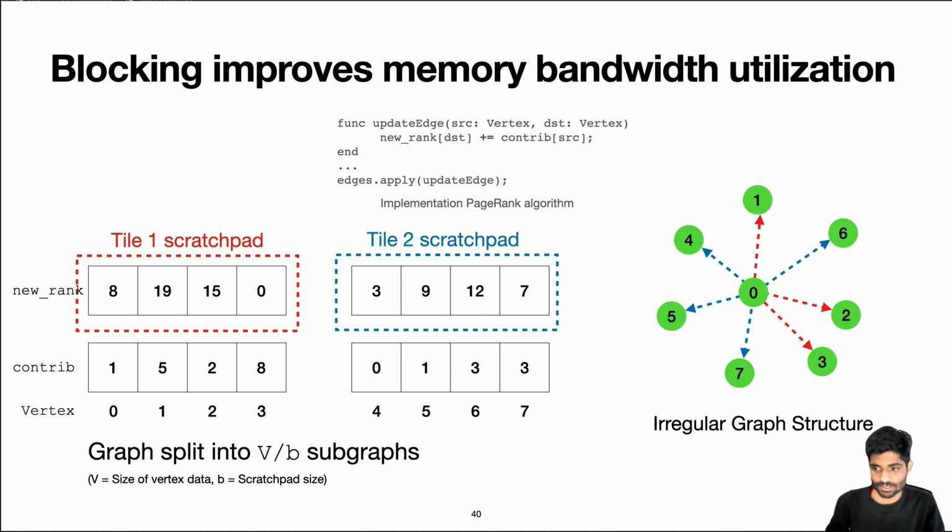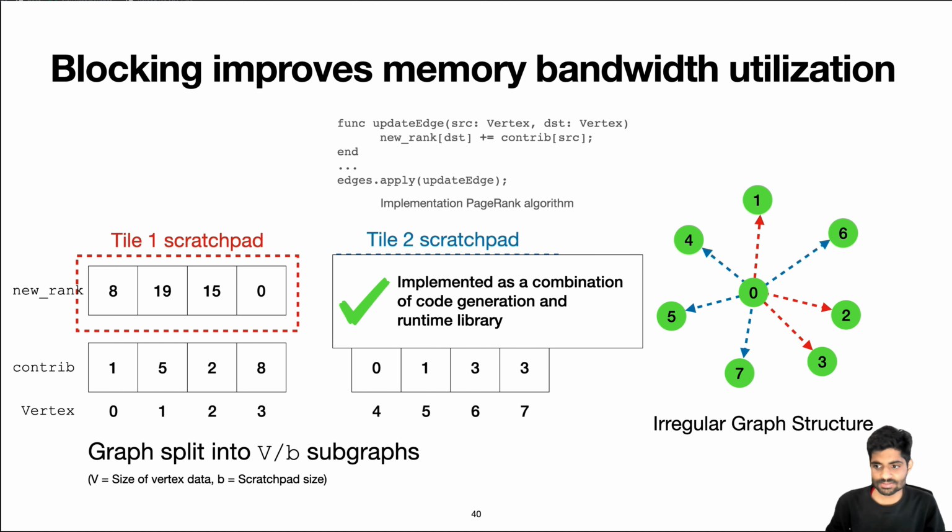For a typical graph where the vertex data is of size V, we partition the graph into V divided by V' subgraphs, where V' is the size of the local scratchpads. The cores are assigned different subgraphs one after the other till all subgraphs are processed. This transformation is implemented in the GraphVM as a combination of code generation and runtime libraries.